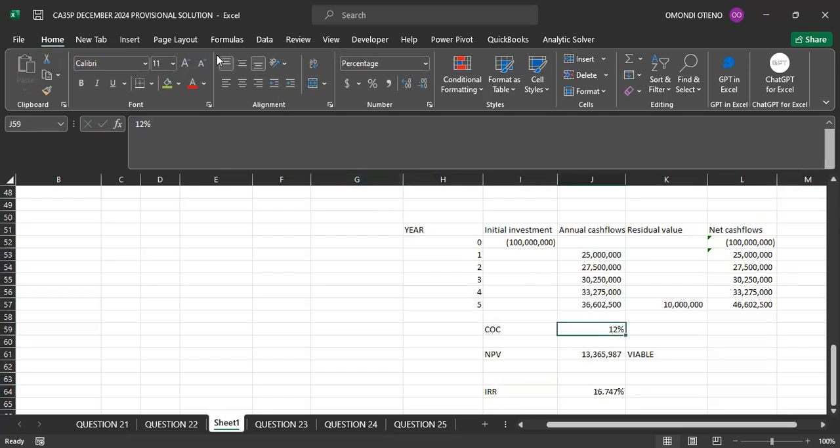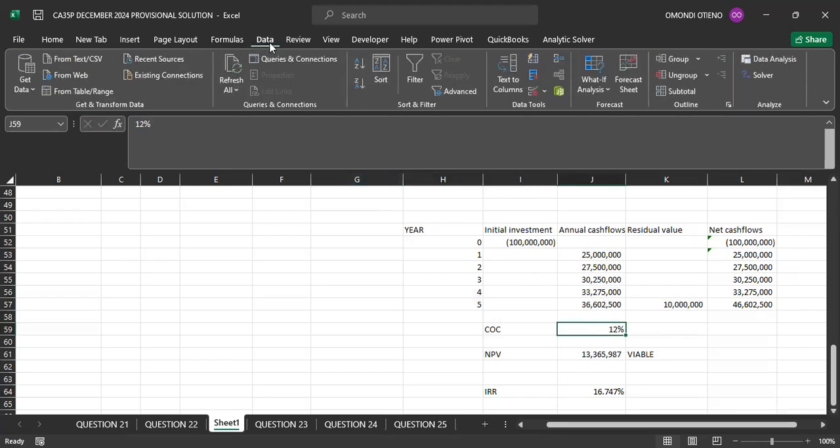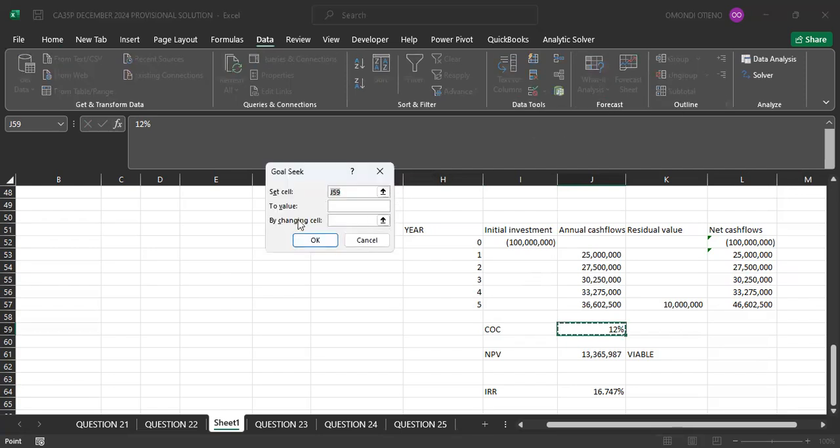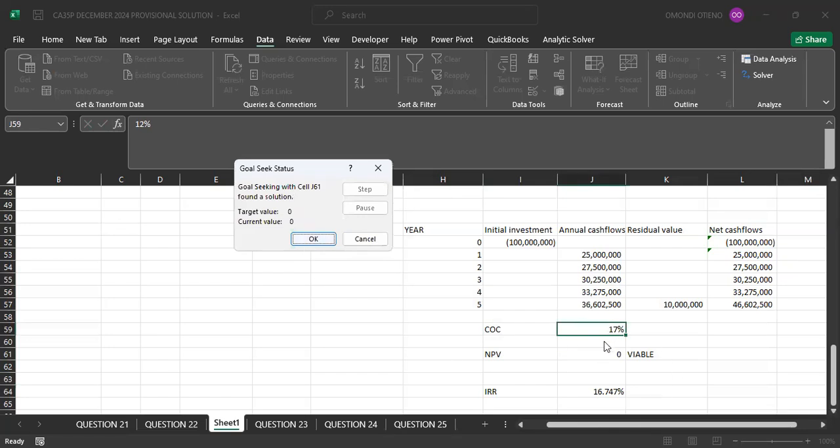Another way, we can use what if analysis. So you go to data, go to what if analysis, and then we use goal seek. Our interest is to set net present value to be equivalent to 0 by interfering with the cost of capital. At that point when NPV is equal to 0, then that cost of capital is basically the internal rate of return. So let's see if our goal seek will lead us to that. As you can see, it is also giving us 17%.